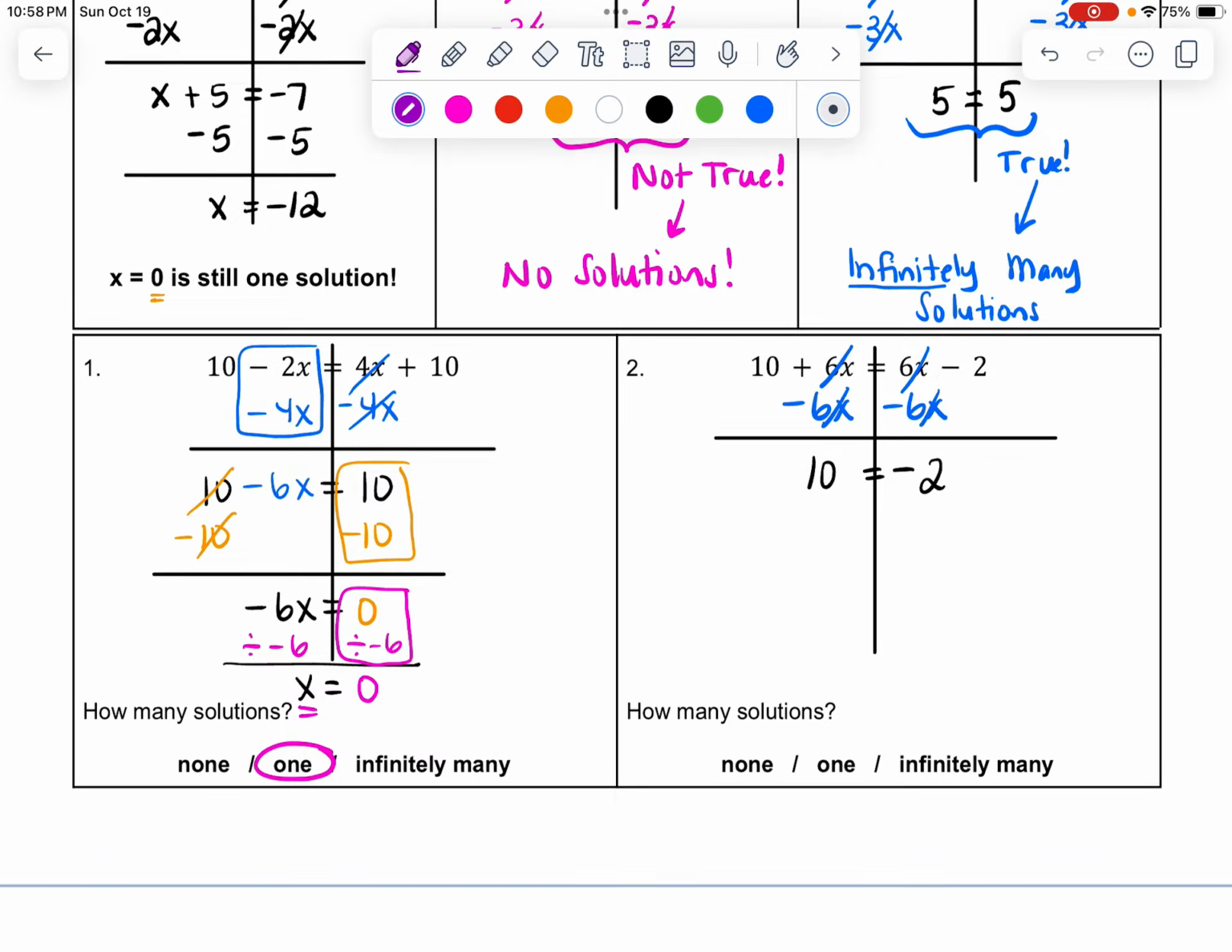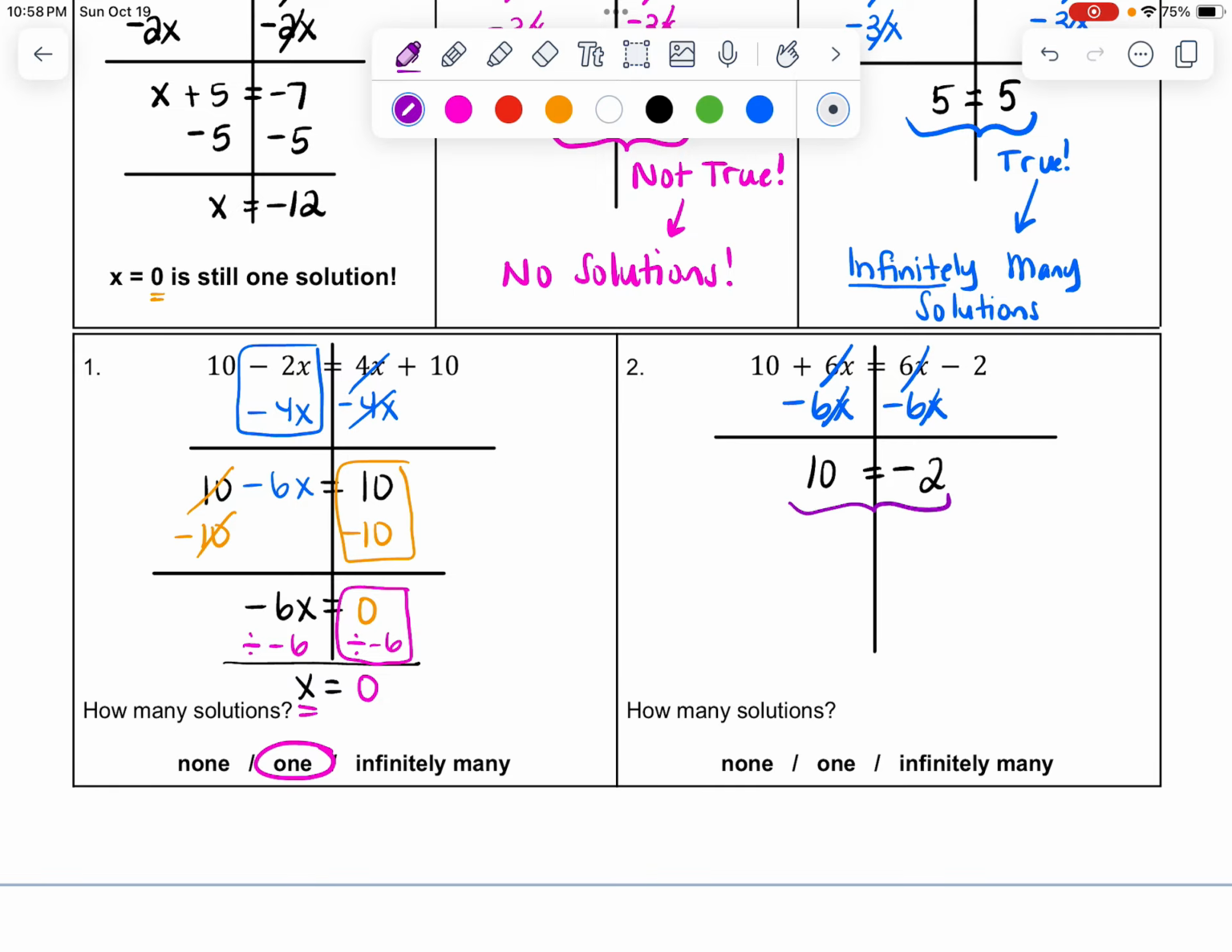So all I'm going to do is ask myself, is this true or not true? Now it turns out 10 does not equal negative 2. Never, ever, ever, ever. So I would say this equation has no solutions. There are none. It's never, ever, ever going to be true.